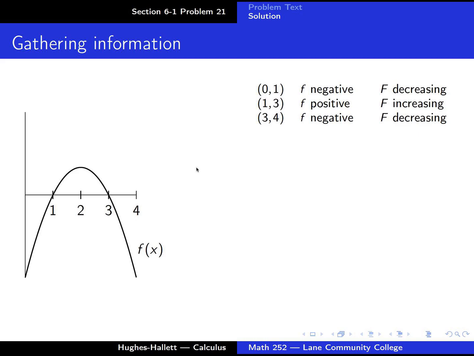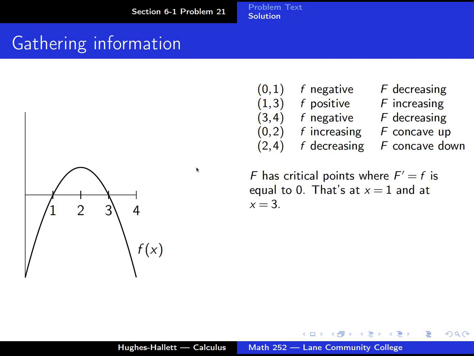We can also look at the derivative, little f, and find out about the concavity of capital F. We can do that by looking to see where little f is increasing and where it's decreasing. So for instance, from 0 to 2, little f is increasing, which tells us in that same region capital F must be concave up. And from 2 to 4, little f is decreasing, so capital F is concave down.